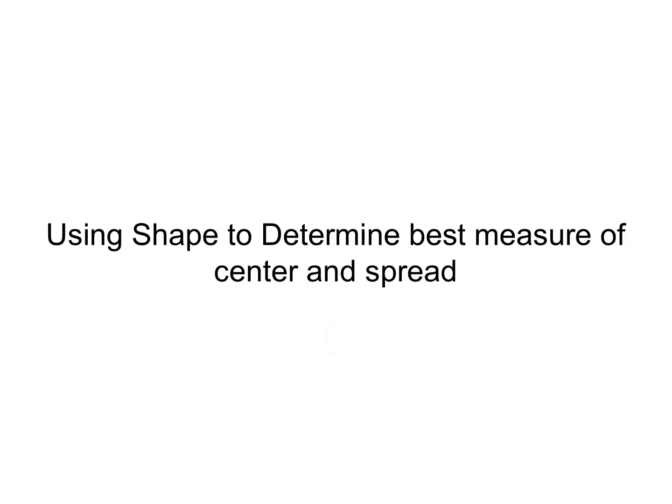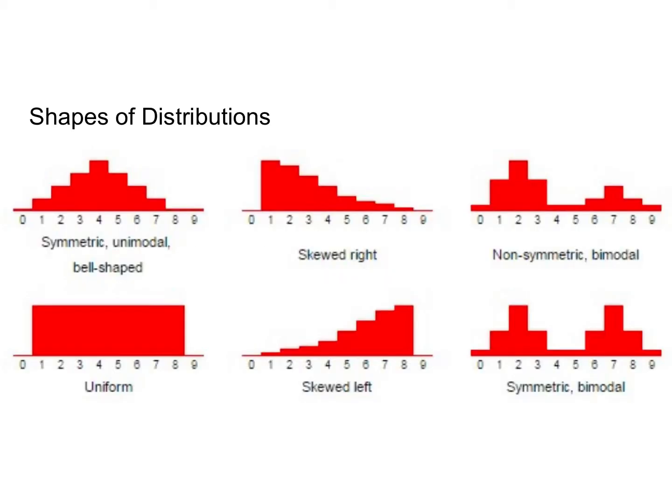So we use the shape of a distribution to determine the best measure of center and spread. So in order to do that, you have to be able to describe the shape. So this one is symmetric and unimodal, sometimes called bell-shaped. This one's skewed to the right, where down here this is skewed left. This one here could be referred to as bimodal because it has these two peaks. This is calling it non-symmetric. If you just said bimodal, that would be good. This is uniform, where my distribution is pretty much the same all the way across.